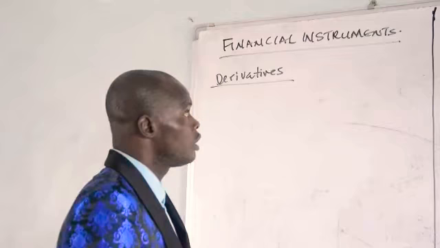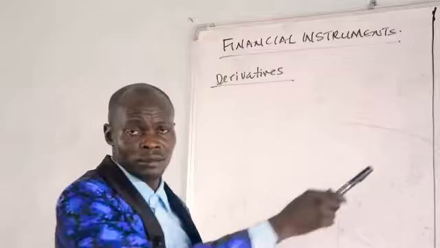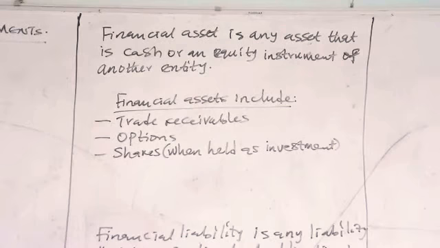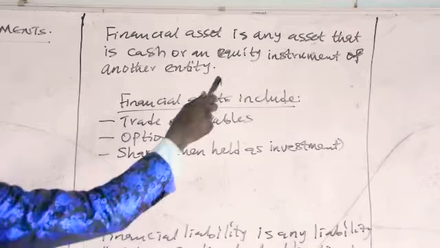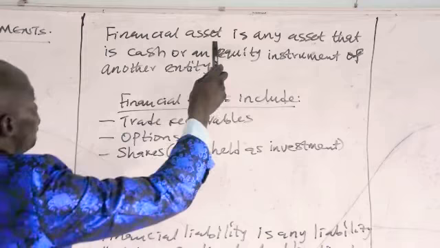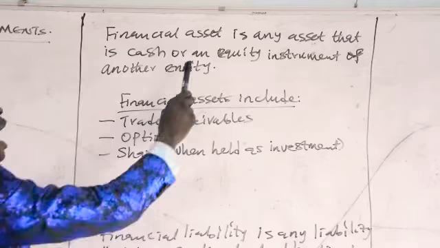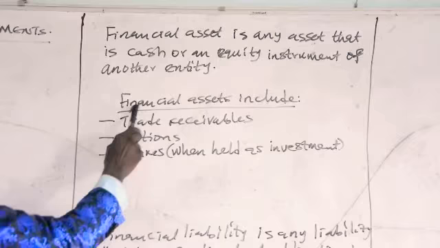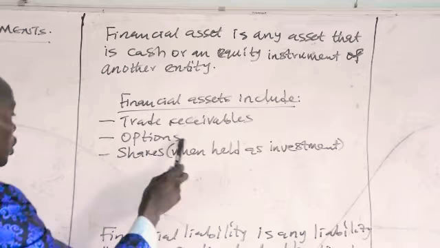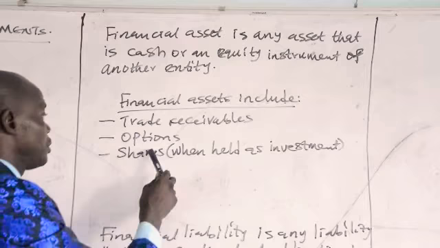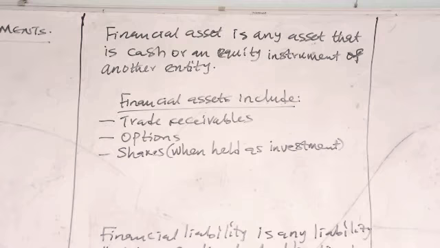Then what do you mean by financial asset? A financial asset is any asset that is cash or an equity instrument of another entity. Examples of financial assets include trade receivables, options and shares when held as investment. So it includes trade receivables, options and investment in shares.